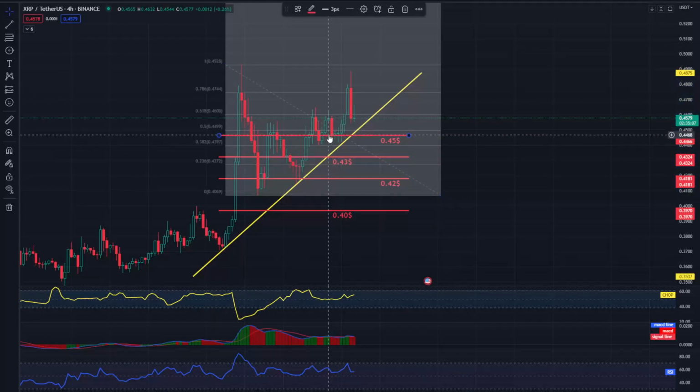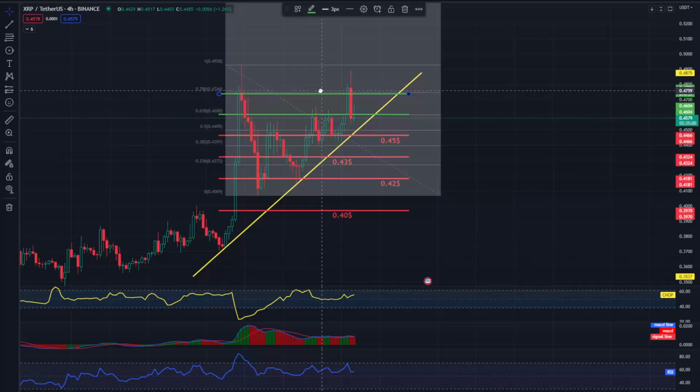Looking the other way, we see that the first resistance is at 46 cents. Then we have resistance at 47 cents and third resistance at 49 cents.